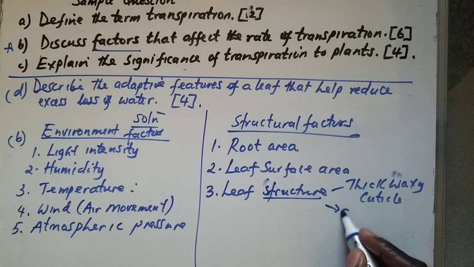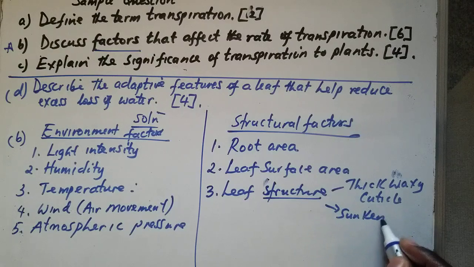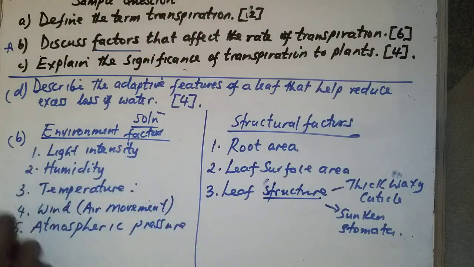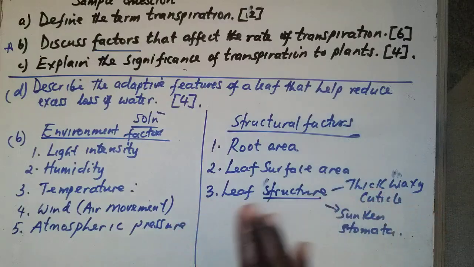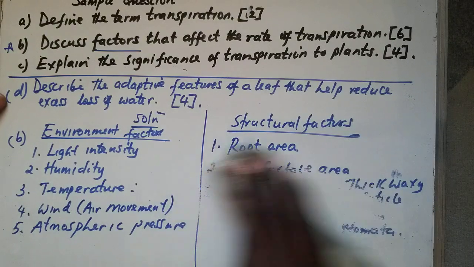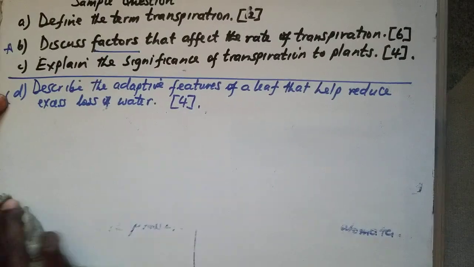On the other hand, I simply talked about having sunken stomata that are embedded deep inside the leaf, that may reduce the rate of transpiration. So these are some of the structural factors that can affect the rate of transpiration. If you wanted, you could have talked about environmental factors, but you can highlight structural factors and that may also suffice, and that's what the question was talking about there.